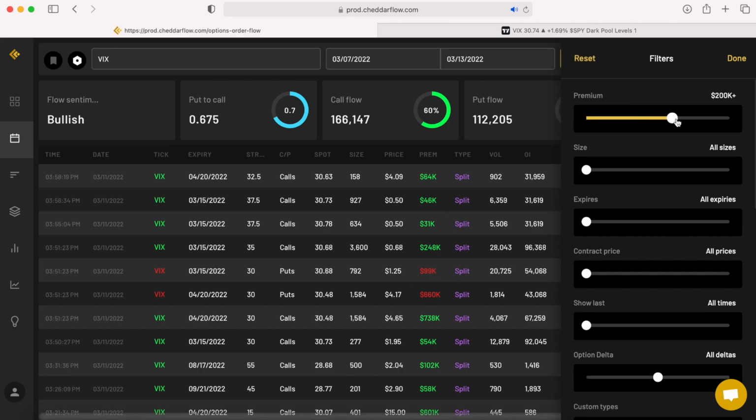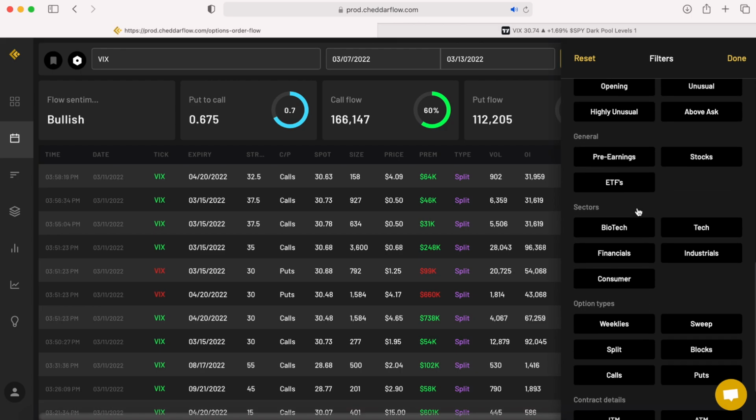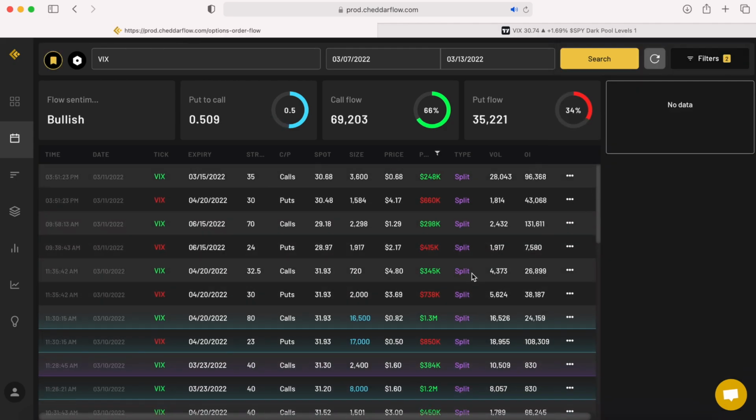So I'm going to filter it for over 200,000 premium on here. And then what I'm also going to do is look for out of the money contracts. This is the other filter that you could add down here. There are other ones that I also add, but I'm just going to keep it simple to start off. Click done on there, and then those prints will come up.